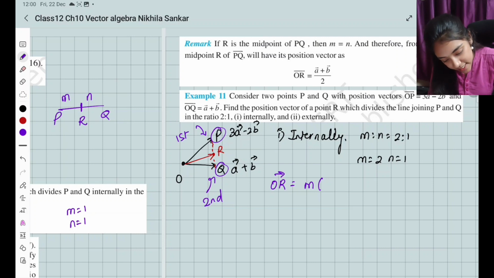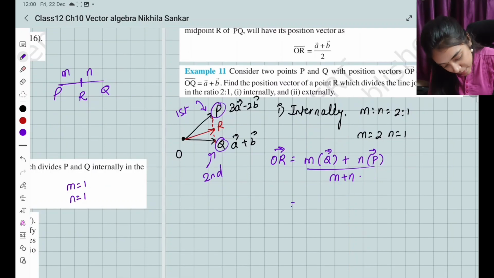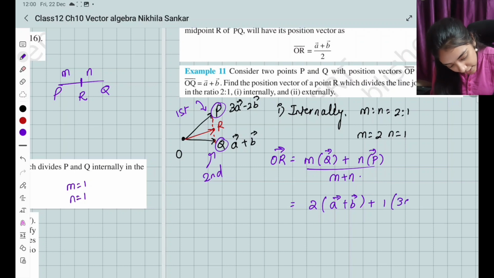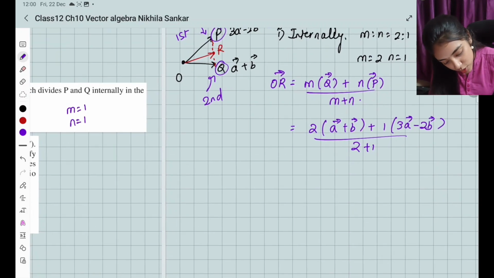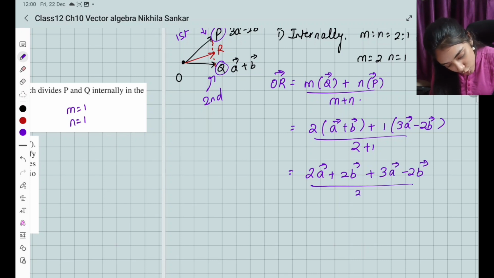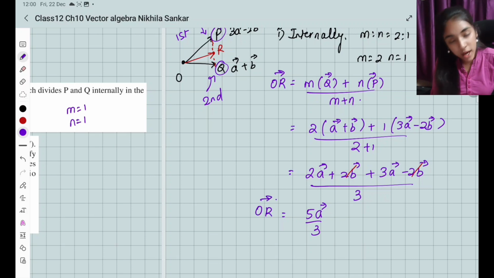So, m times the second vector which is going to be Q, plus n times the first vector, divided by m plus n. When I substitute the values, m is 2. So 2 times the a vector plus b vector, plus n, which is 1, times 3a minus 2b, divided by 2 plus 1. So what is this going to be? 2a plus 2b plus 3a minus 2b. The plus 2b and the minus 2b get cancelled. So finally I have 5a divided by 3. So this is going to be my OR vector.